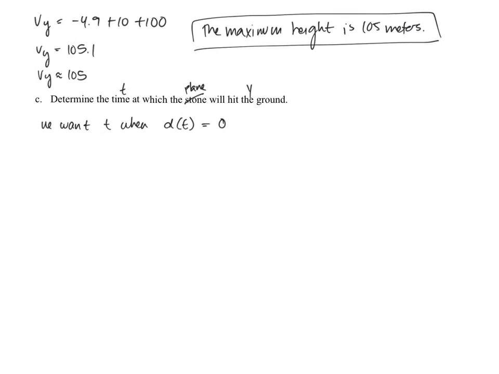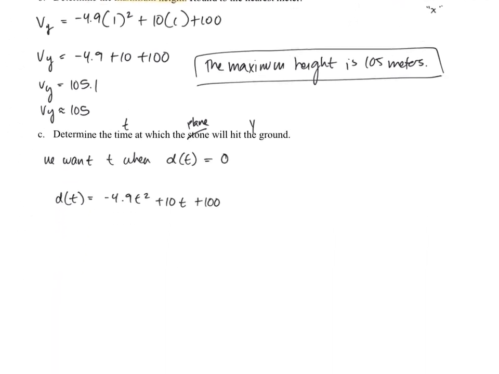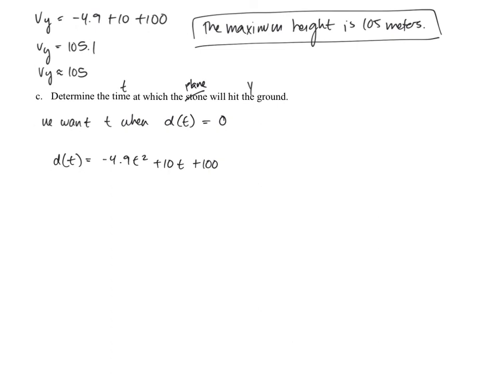So let's solve for that. We have d of t, our equation, equals negative 4.9t squared plus 10t plus 100. Let me just check and make sure my equation's right. Yeah, looks good. Okay, so plugging in 0 for y.